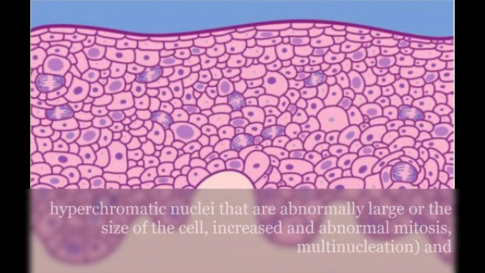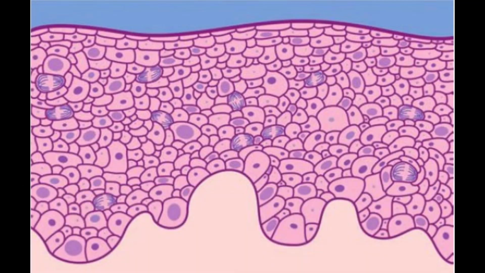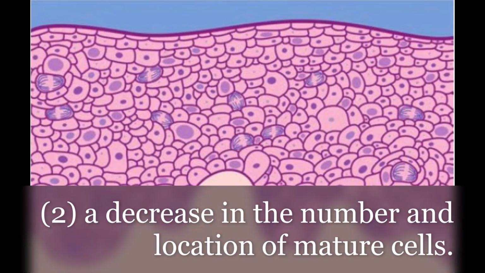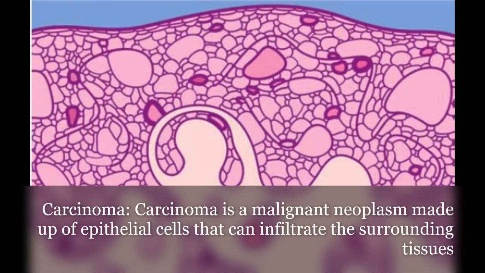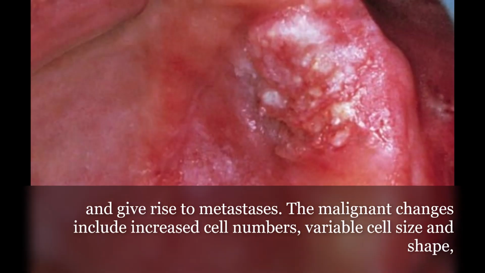The specific cellular changes include: 1. An expansion of immature cells that display prominent nucleoli, nuclear pleomorphism, hyperchromatic nuclei that are abnormally large for the size of the cell, increased and abnormal mitosis, and multinucleation. 2. A decrease in the number and location of mature cells.